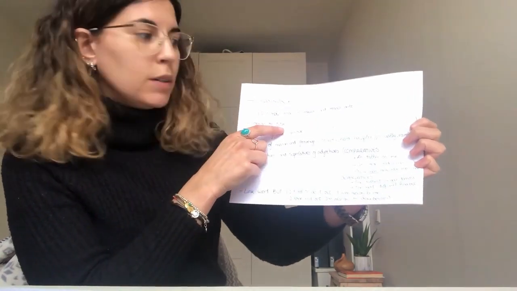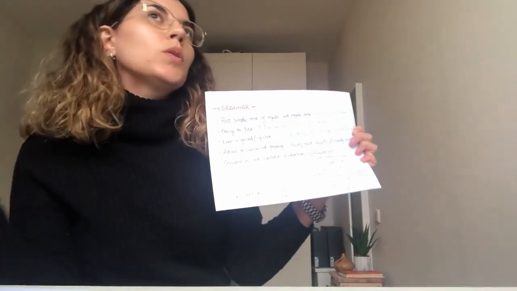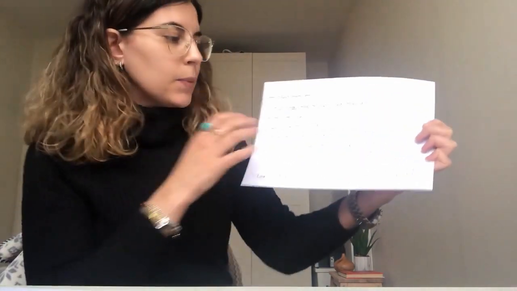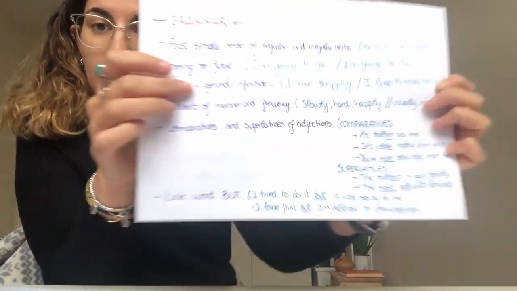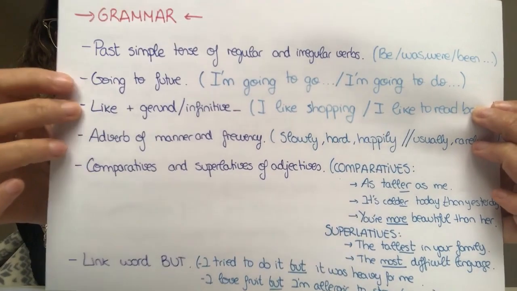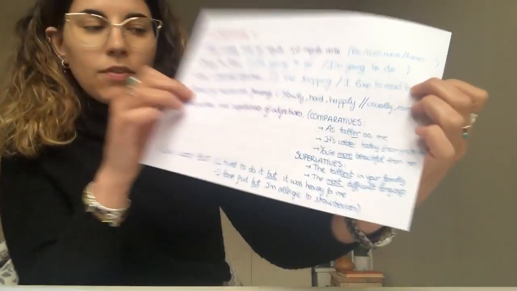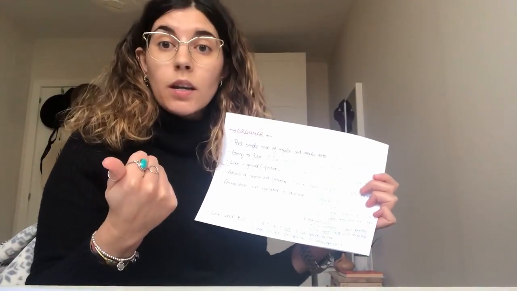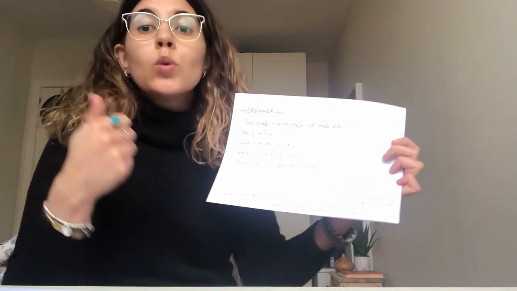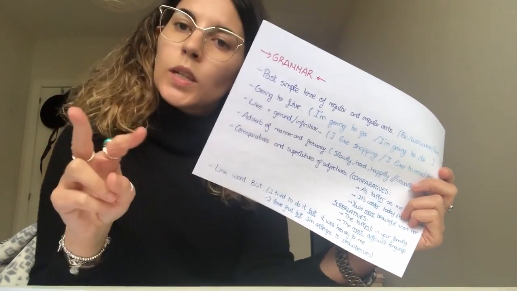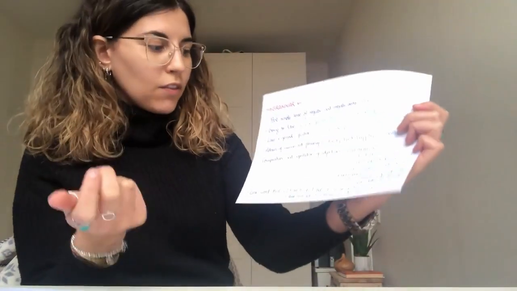Going to future. So you need to use the going to future. I'm going to do this. I'm going to go to the university. Or I'm going to eat with my family next week. What else? Like plus gerund or infinitive. Okay, so that is when we need to use like plus gerund or like plus infinitive. For example, I like shopping or I like to read books. Okay, so you need to know the difference between using gerunds or using infinitive. Okay?